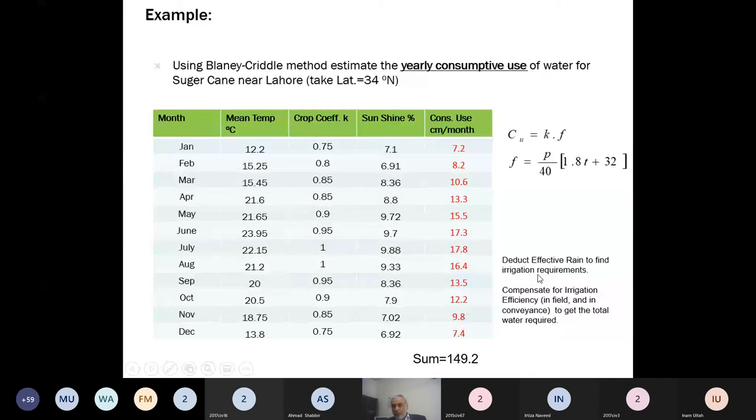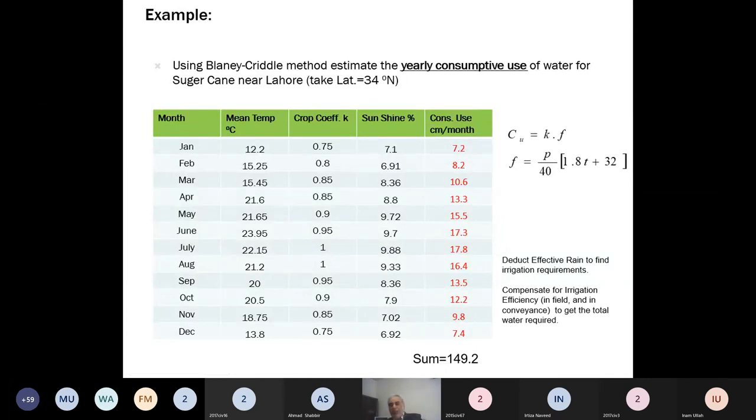So out of this water requirement, deduct effective rain to find irrigation requirement. I have not done it. Maybe you have to do it. Compensate for irrigation efficiency. For example, if there are some losses, if this was a requirement by the crop, if there are, let us say, 10-15% losses, calculate that 10-15% water and add it into it. So that will be compensated in this way. So the crop needs this much water, and losses should be added further.